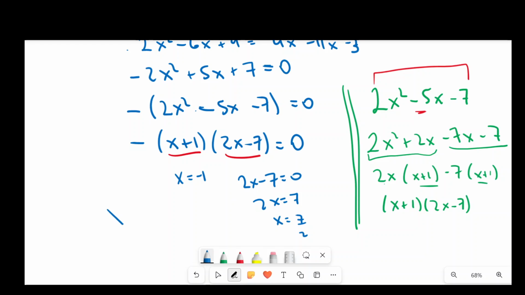So I've got two answers. Put them together. And I have the solution. I have solved for x.